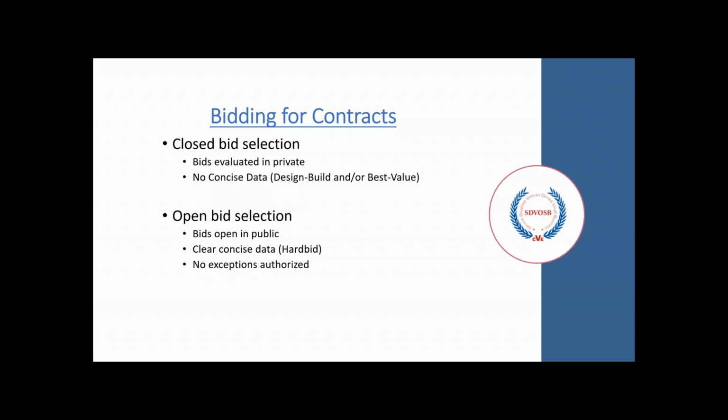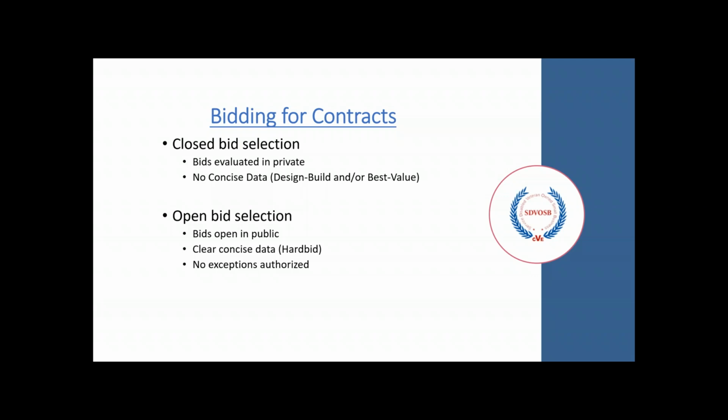The bid selection can be either closed or open. In a closed bid selection, the bids are evaluated in private. And there's no concise data to go along with it, be it a design build and or a best value job. This means that the owner is able to gather all of the information provided to them by the bidders and to review that in private without the eyes of the public on them.